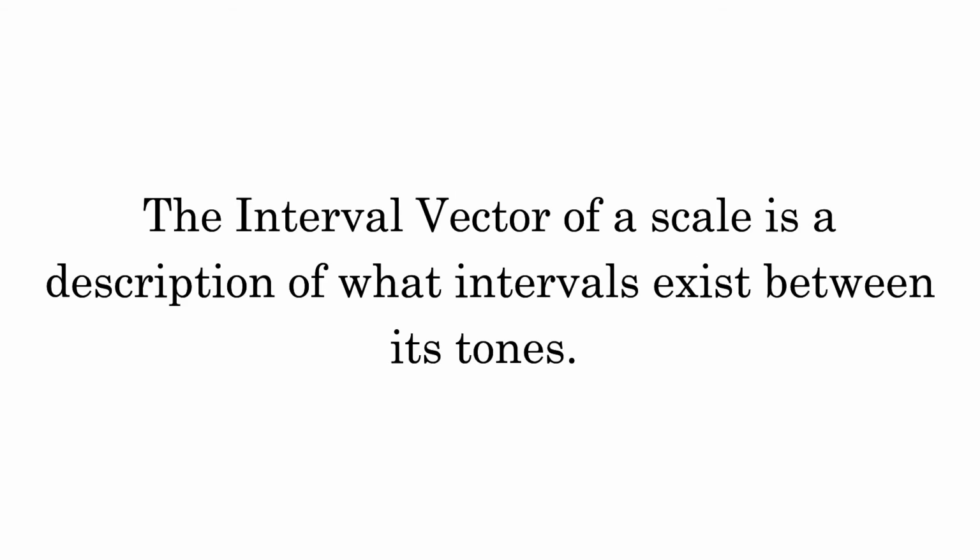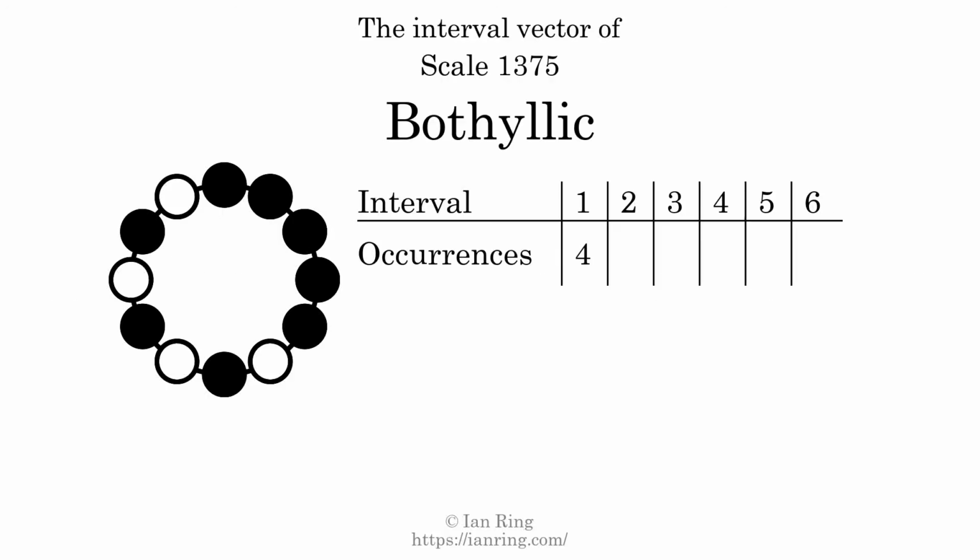The interval vector of a scale is a description of what intervals exist between its tones. There are 4 intervals with the size of 1 semitone. They are here, here, here, and here. There are 7 intervals with the size of 2 semitones. They are here, here, here, here, here, here, and here.